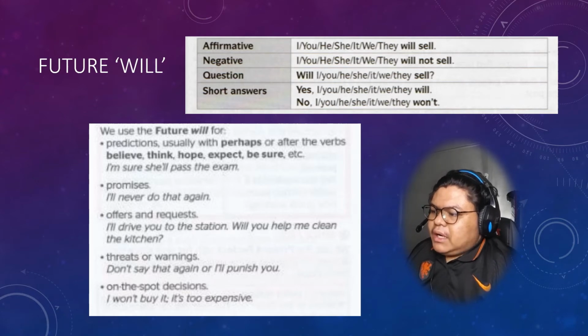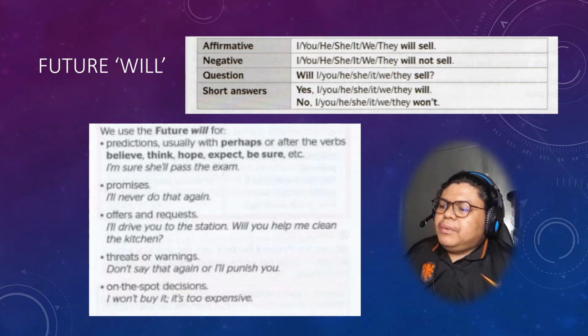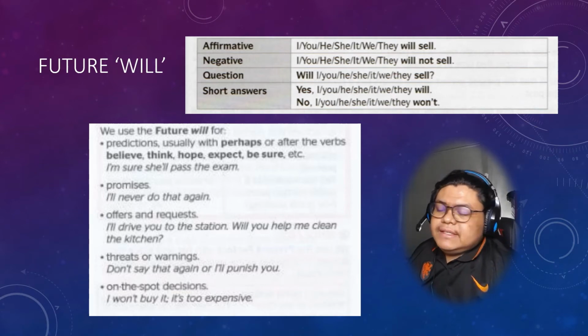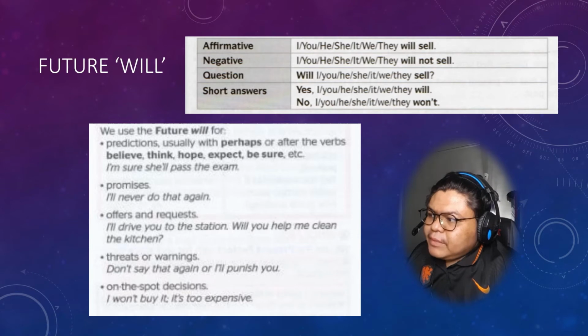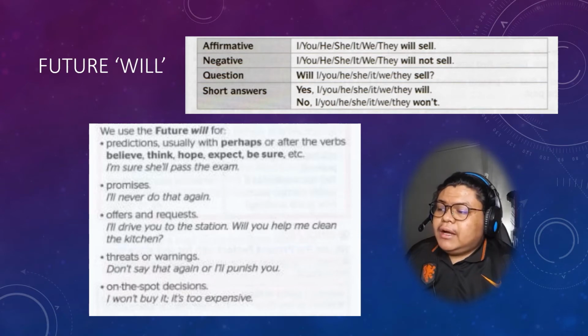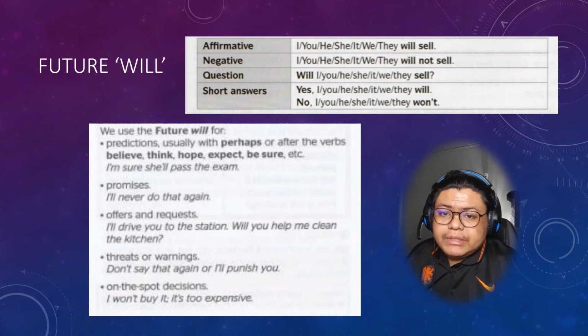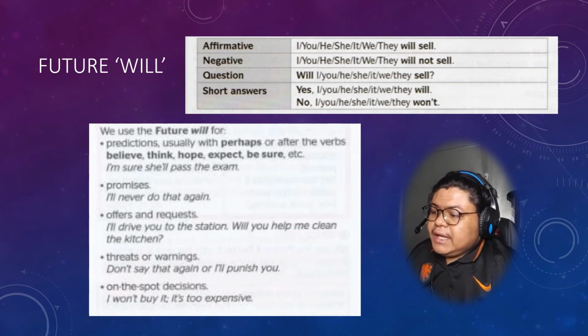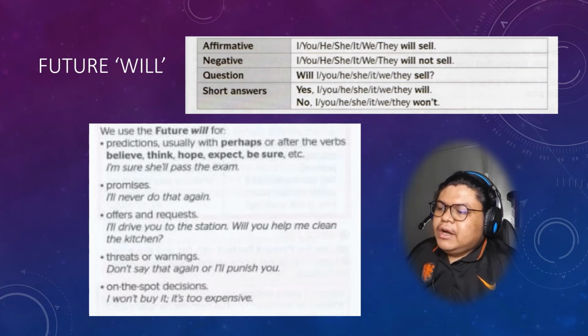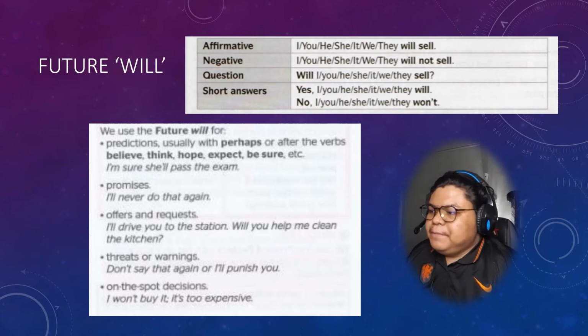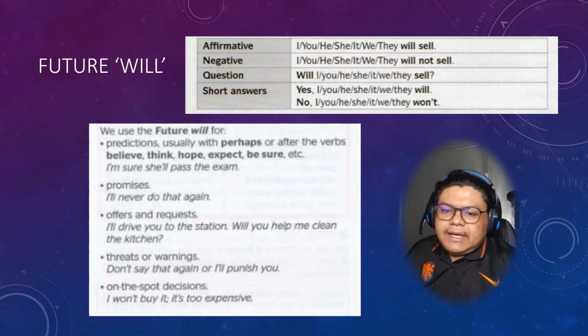So another function for future will is when we make on the spot decision. Kita membuat satu tindakan, keputusan, pada waktu tersebut, on the spot decision. So contohnya kat sini, I won't buy it, it's too expensive. So it's an on the spot decision lah dekat situ. Right, so let's move on to the next slide.